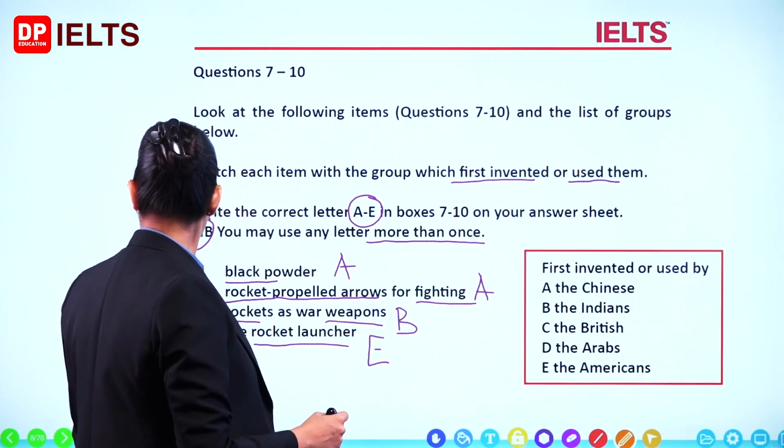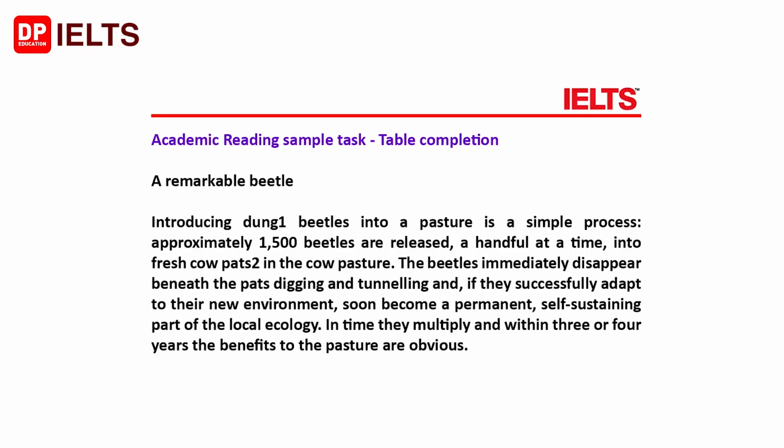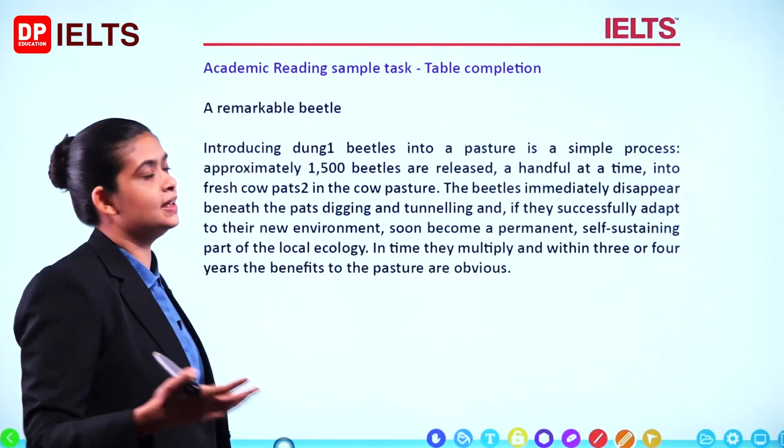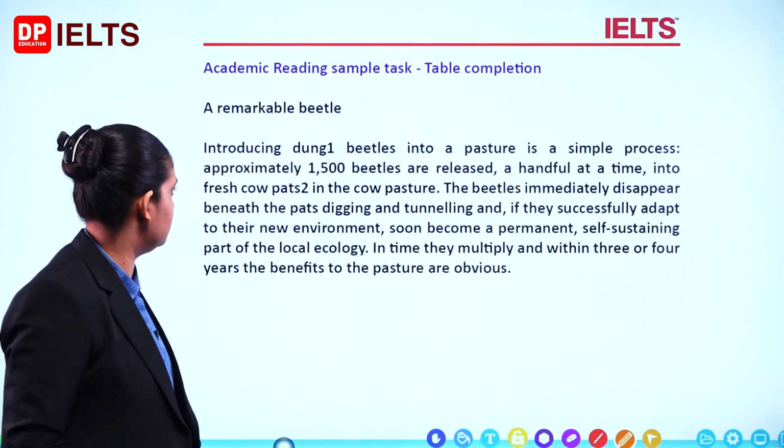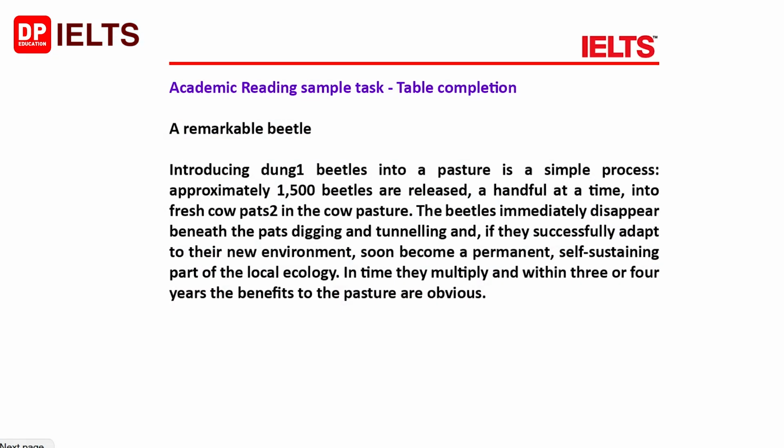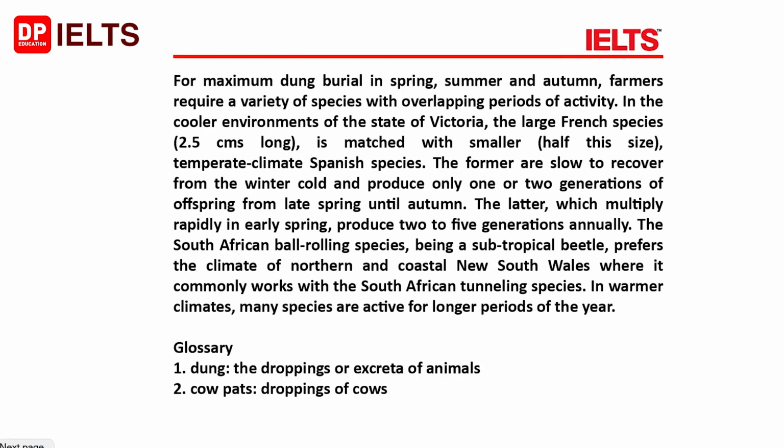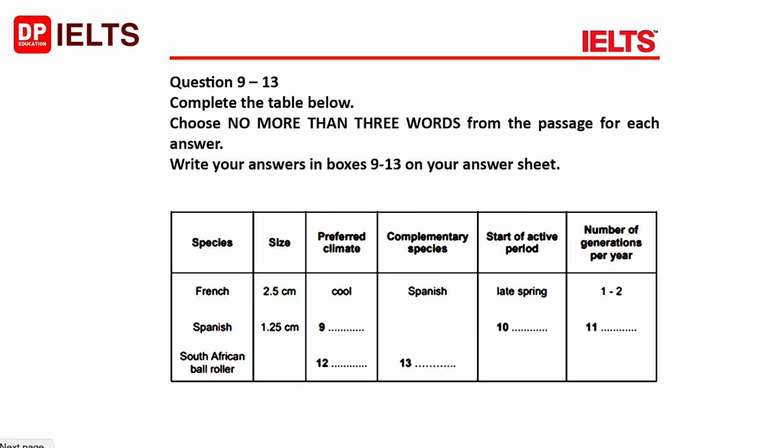Right? Next one. Academic reading sample task. We are having a look at table completion. So these extracts are academic, but the skill is table completion. So you can do it, right? Anyone can do it. A remarkable beetle: introducing the dung beetles, right, into a pasture is a simple process. It's talking about beetles. Let's have a look, so they've got a glossary here. Dung, the droppings of animals. Cowpats, droppings of cows, right?